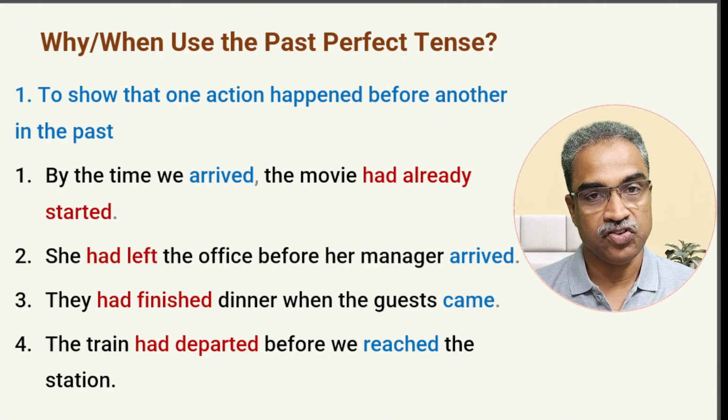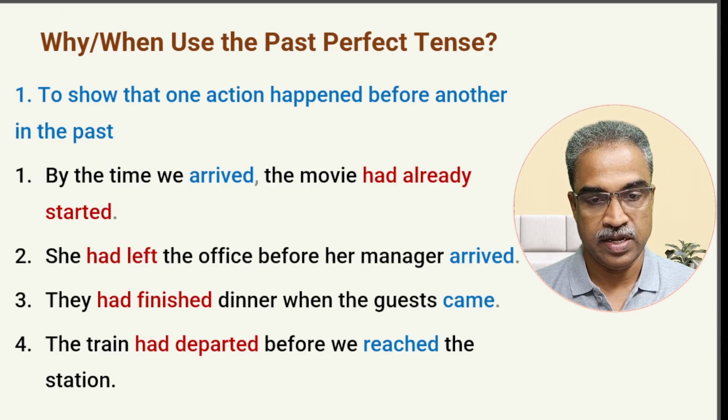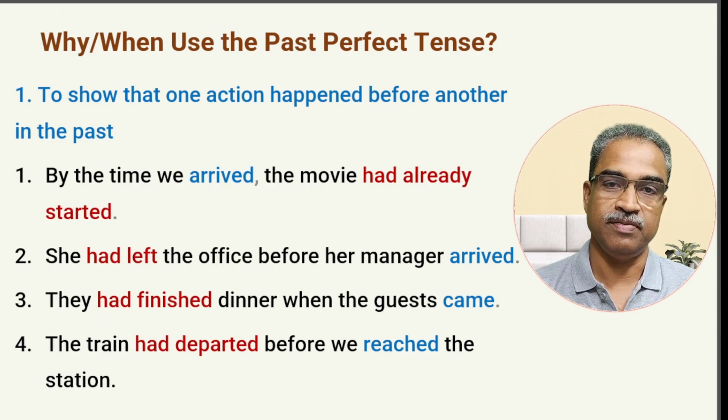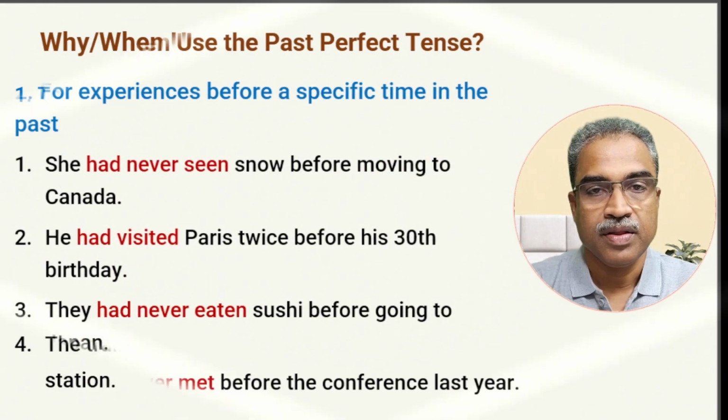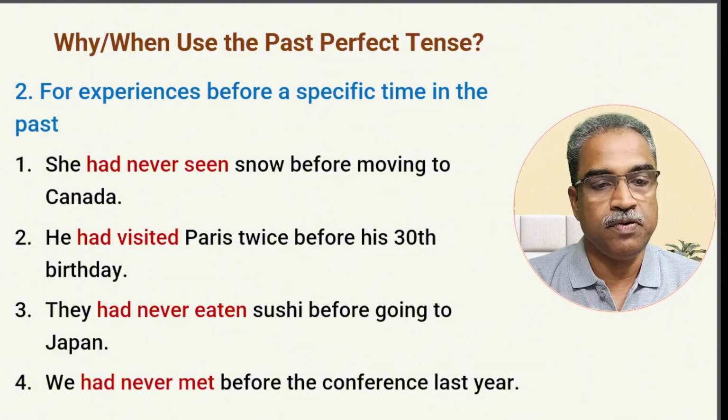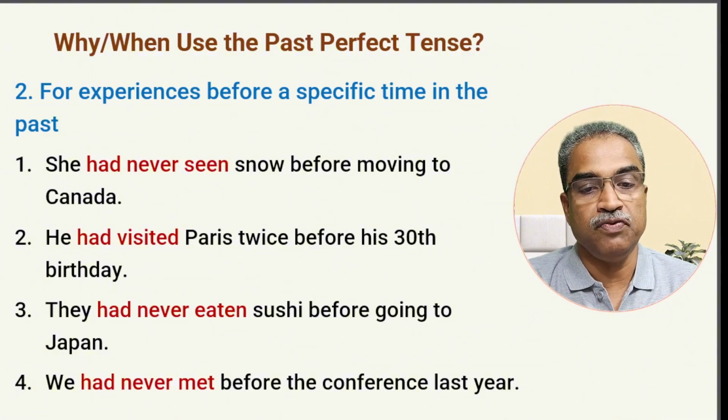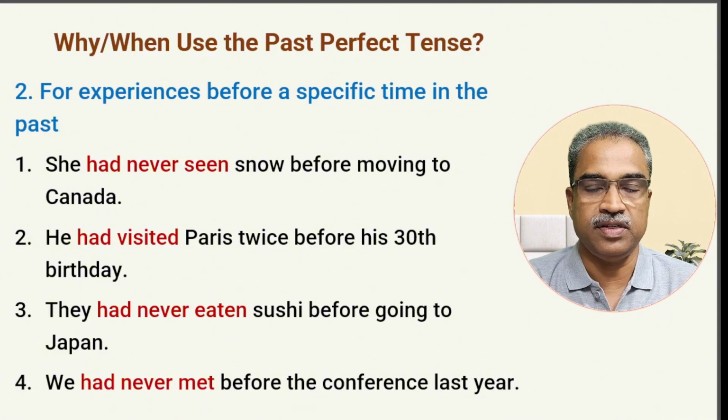So we say the train had departed. So departure of the train took place first before we reached the station. So before we reached is simple past. I'm sure this is clear. We use past perfect tense for experiences before a specific time in the past.